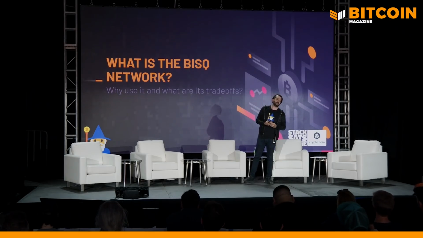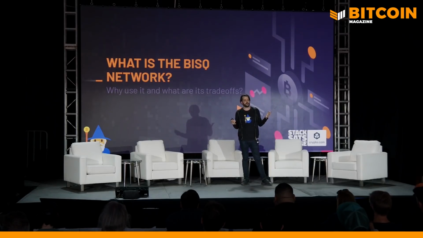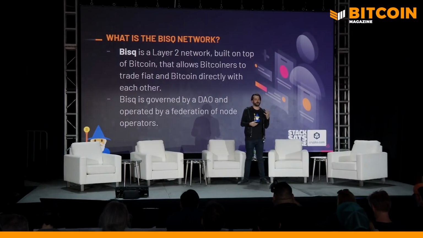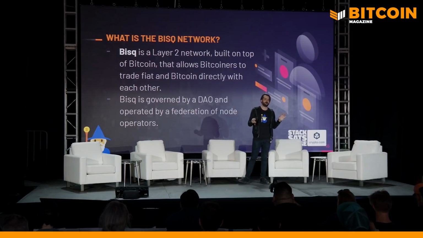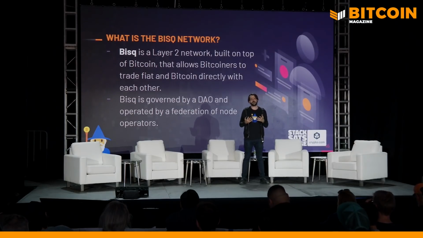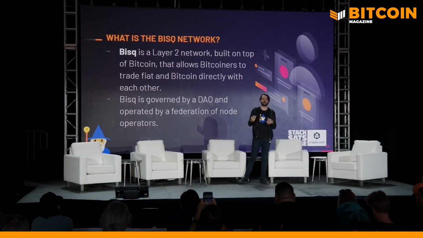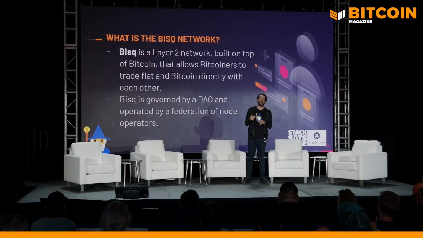The last layer 2 network I want to talk about is Bisq, which is a project that I really love. It's a different type of layer 2 network in the sense that it's not payments, it's about trading. It allows Bitcoiners to trade fiat, like real cash in your bank account, for Bitcoin directly without KYC. It's also a similar type of federated model, but it's not run by companies, it's run by cypherpunk guys. So individuals like me, there's like 15 or 20 guys that run it. A lot of them are pseudonymous.